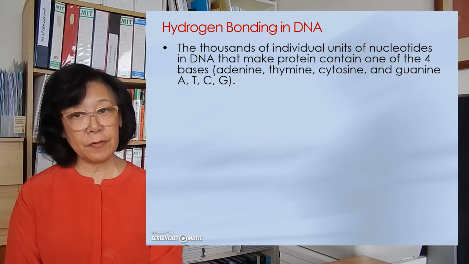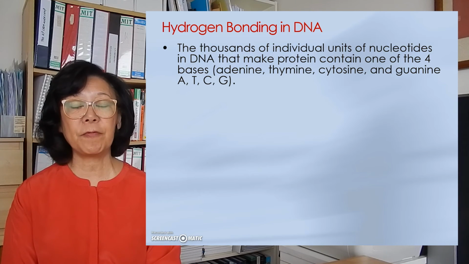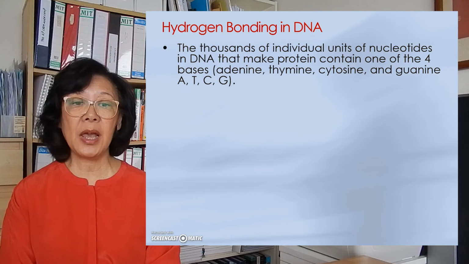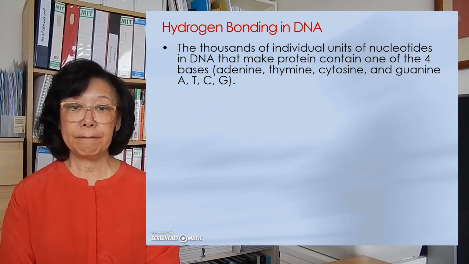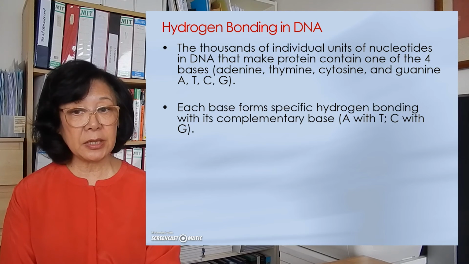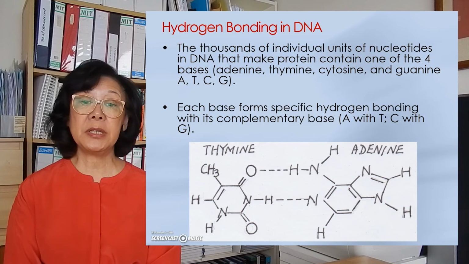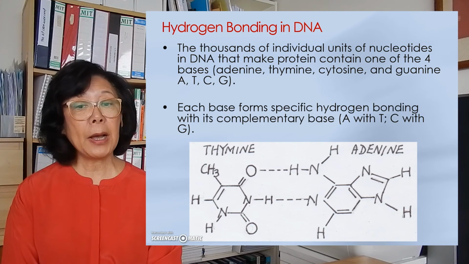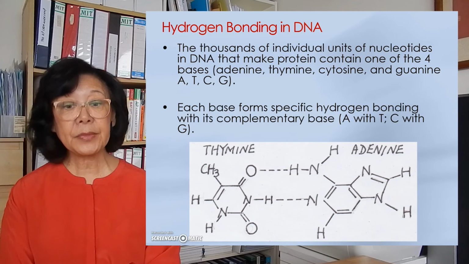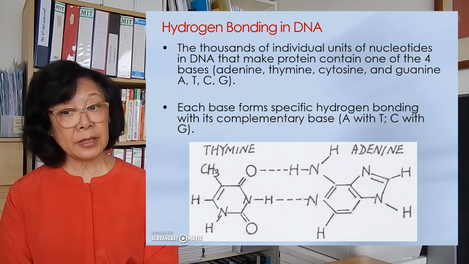The thousands of individual nucleotide units in DNA that make protein contain one of four bases: adenine, thymine, cytosine, and guanine, A, T, C, and G. Each base forms specific hydrogen bonding with the complementary base, that is A with T and C with G. You can see in the following diagram that the O atom on thymine is forming hydrogen bonding with the H atom in adenine, and the H atom from thymine is forming hydrogen bonding with the N atom in adenine.